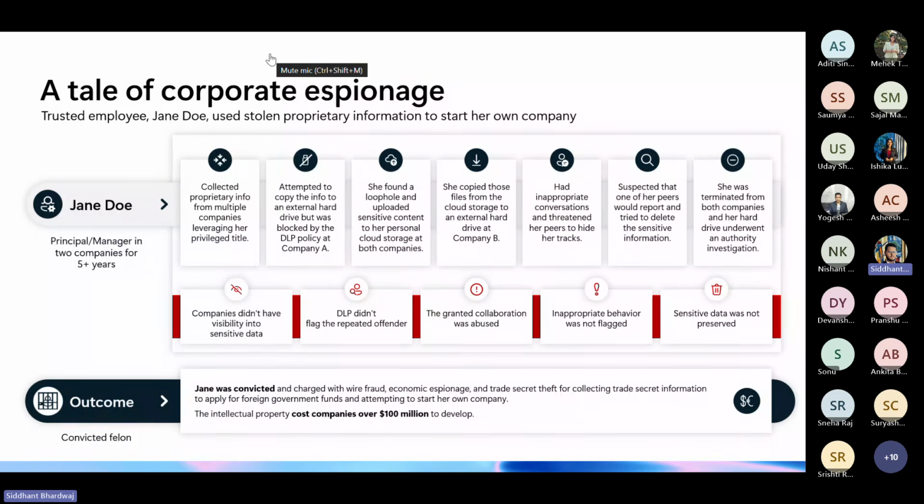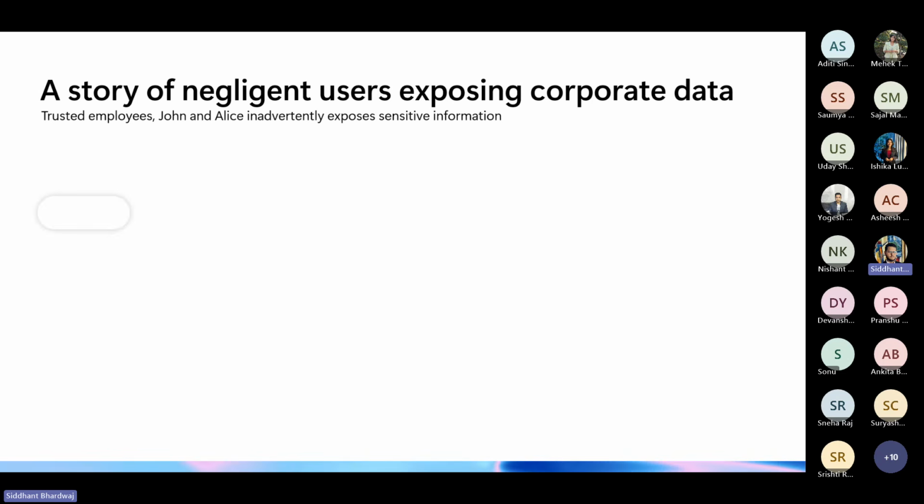She may have been terminated from both companies, and she went through a whole outcome. She was a convicted felon. But what went wrong in this whole scenario was that the companies didn't have actual visibility into their sensitive data. The DLP did not flag a repeated offender. The granted collaboration between these two was abused. The inappropriate behavior was flagged, and sensitive data was not actually preserved. She was able to take it out and utilize it even when she might have been found out.